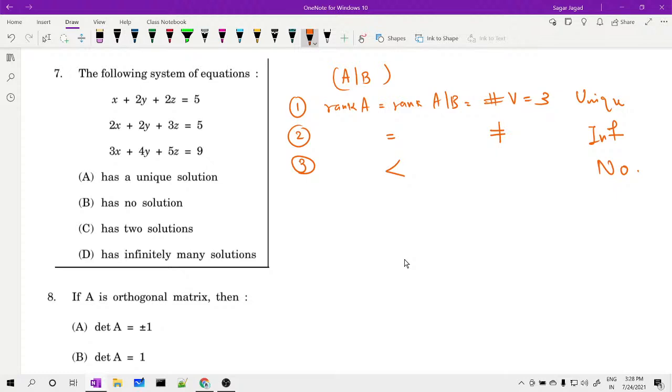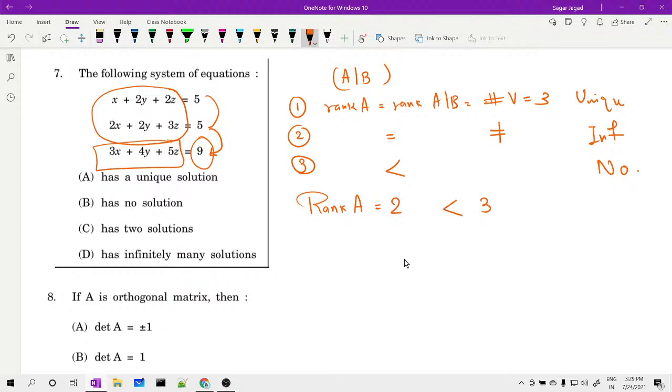If I observe it carefully, if I add these two, I get this, correct? So the rank of A is nothing but 2, correct? After that, what should be the rank of A augmented B? What I did is I just added these two and I got this. But in this case that is not happening. So the rank of A augmented B will be 3. Since the rank of A is less than that, it has no solution. It was a good question, by the way.